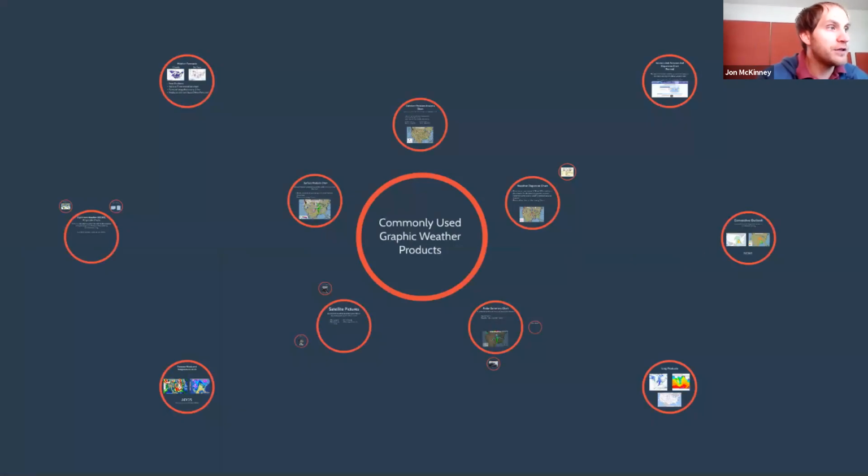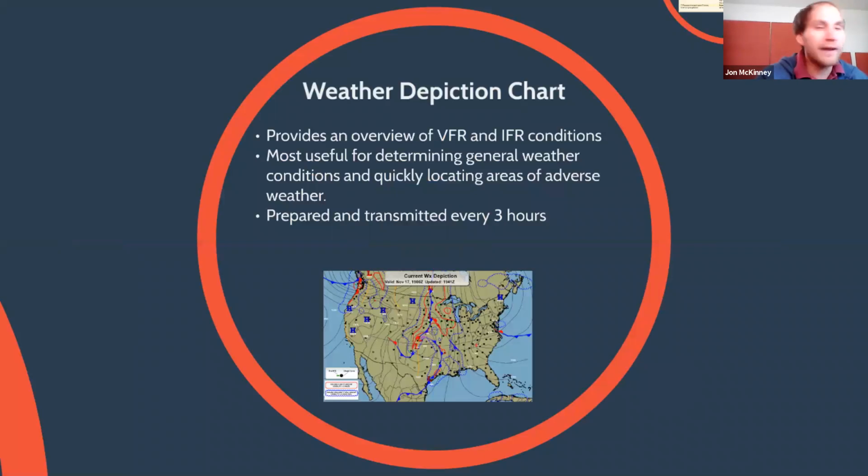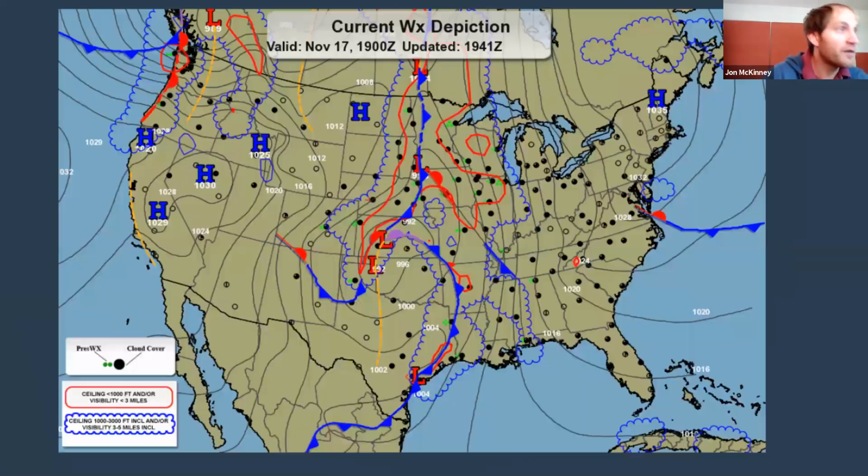Okay, commonly used graphic weather products. So here we have something called a weather depiction chart. It provides an overview of VFR and IFR conditions. Most useful for determining general weather conditions and quickly locating areas of adverse weather. That's one of the questions on the test. You'll see that phrase again. Prepared and transmitted every 3 hours. And I think if I click, it'll get a zoomed in picture. So here's a zoomed in weather depiction chart.